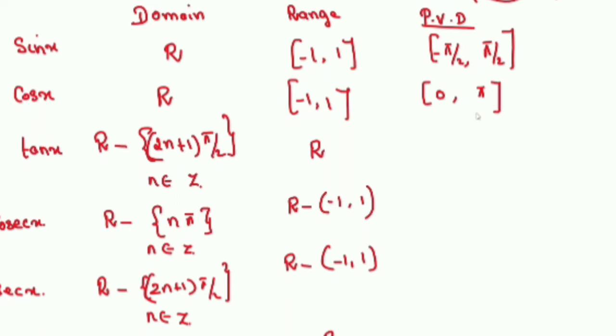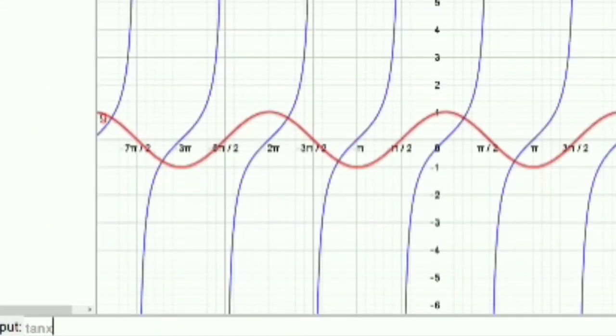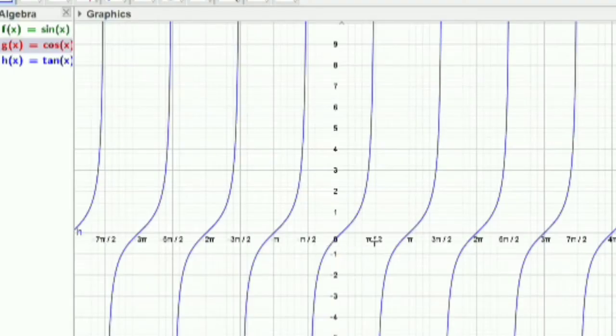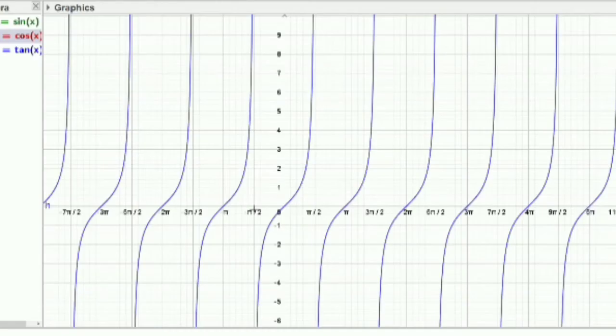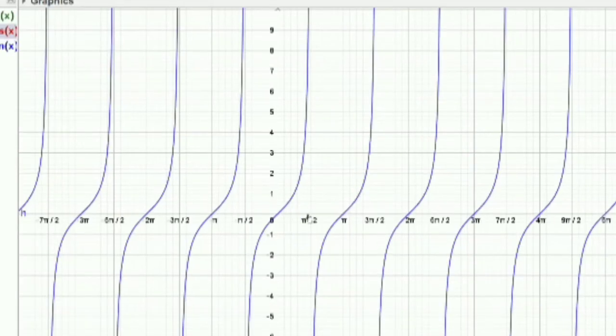Now tan x, we are going to change the domain of tan x. What will be the domain of tan x? From minus pi by 2 to plus pi by 2. This is one branch. Similar branches are there everywhere. So this is going to minus infinity, and this pi by 2 is going to plus infinity. Minus pi by 2 and plus pi by 2.